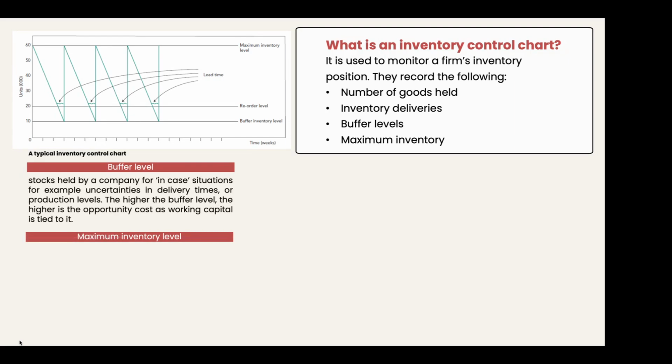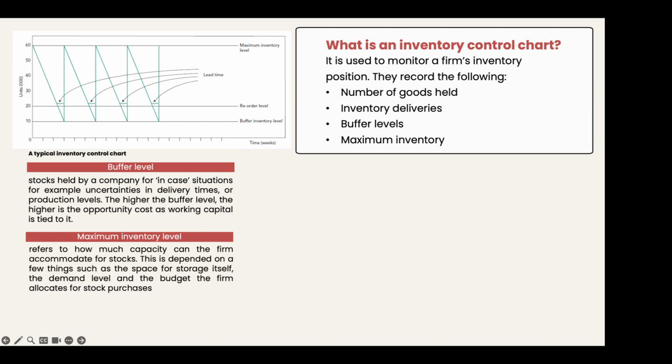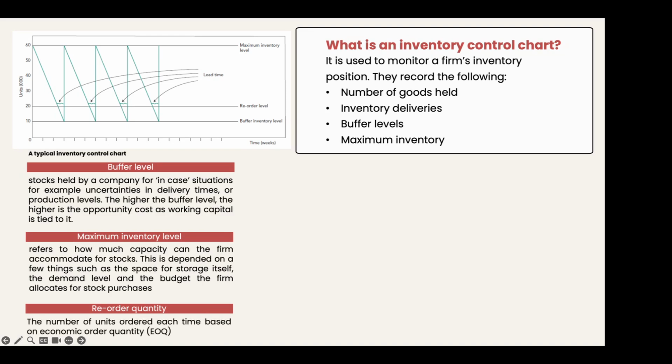Okay, so buffer level is the stock held by the company in case of situations like I mentioned just now. And the maximum inventory level depends on how much space there is to accommodate the stocks. It also depends on the demand level and the budget of the company. All right, then we have the reorder level and reorder quantity. Reorder quantity depends on the economic order quantity, which I'll show you in the next slide. But the reorder level is basically where they decide this is the level at which it's important to reorder, instead of waiting for it to touch the buffer inventory level.